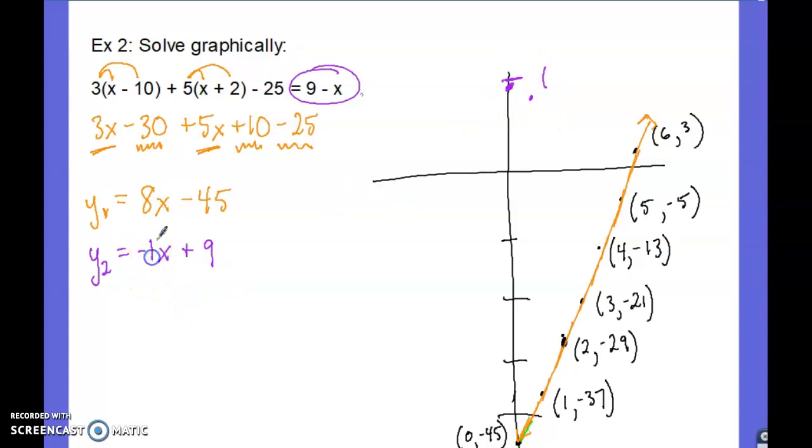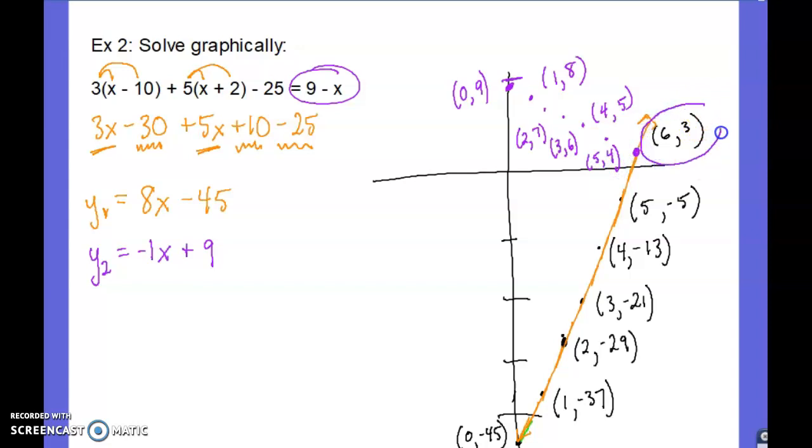And my slope is -1. So it starts at (0, 9), (1, 8), because I have to go down one, right one. So (2, 7), (3, 6), (4, 5). I'm almost there. (5, 4). The next point, as I predicted, is (6, 3).